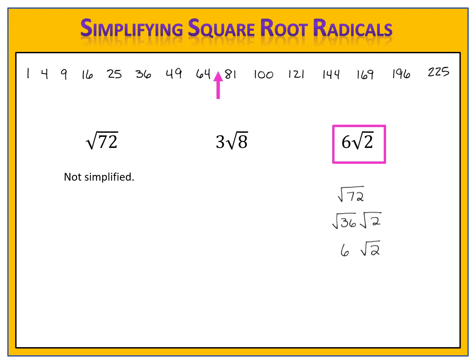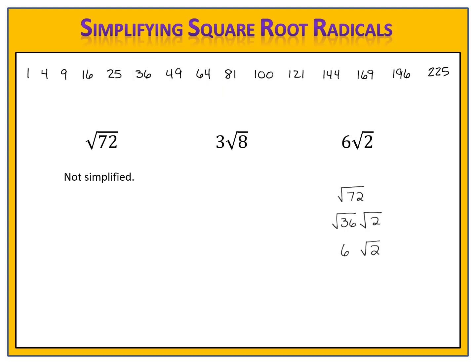That student looked at the number line and went down looking for the biggest perfect square that goes into 72. When the student did that, they found that it was 36. 36 times 2, which gives us 6 square roots of 2. So that answer looks pretty darn good.